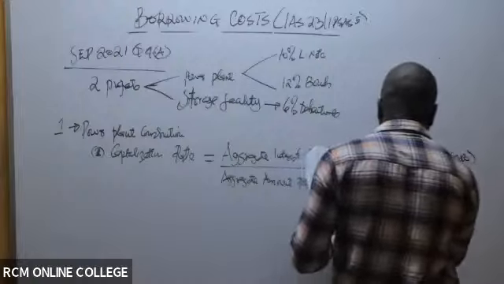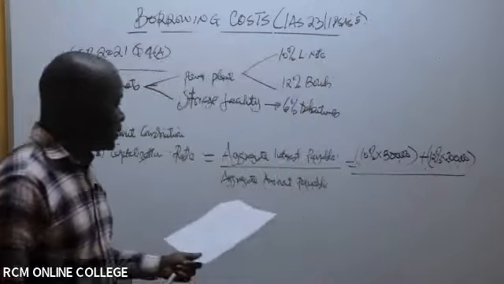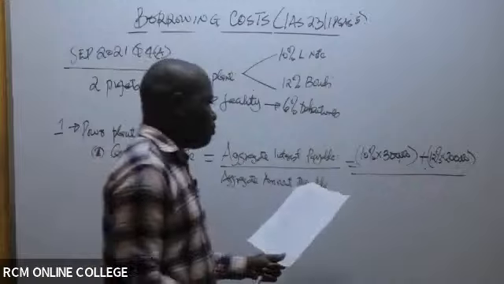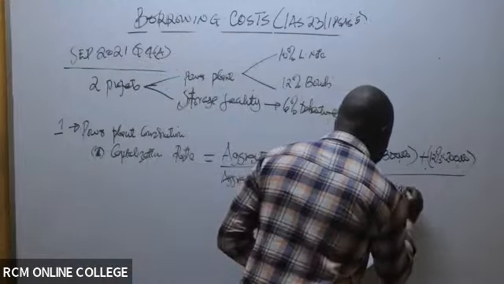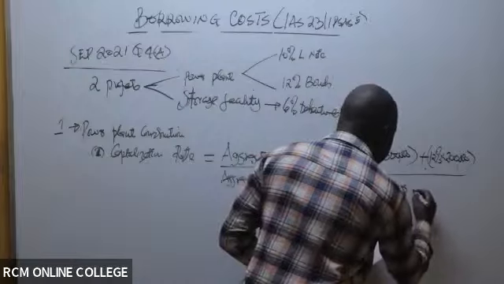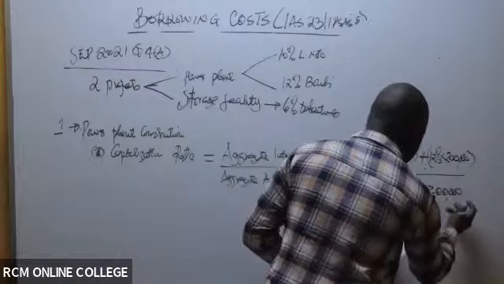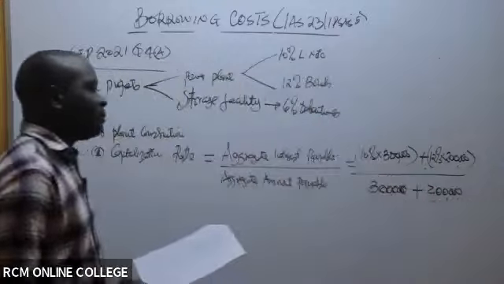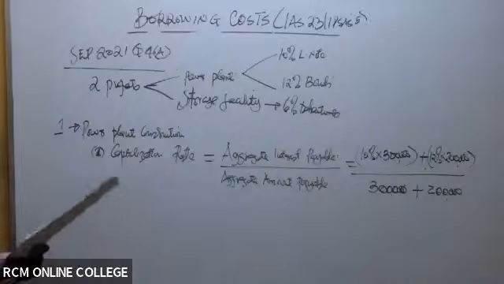Then you divide by the total amount that will be payable by the end of the year, which will be 300,000 plus 200,000. When you do this computation, it should give you the capitalization rate. So I want you to do the mathematics and tell me, what are you getting as the capitalization rate?